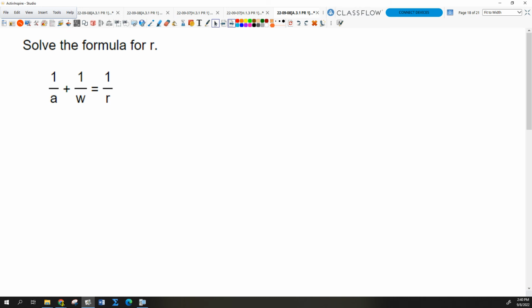What if I did something like, let's try it with just numbers. And this, you can always do this kind of thing. Would you agree that 1/2 plus 1/4 equals 3/4? Everybody agree? What if I just flipped everything? That would give me 2/1 plus 4/1 equals 4/3, but that's clearly not true, right?